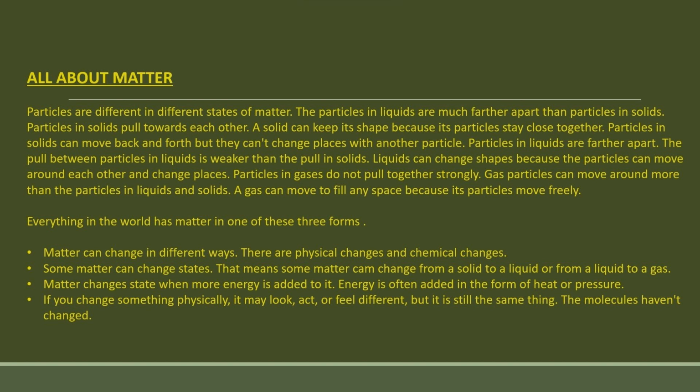Matter can change in different ways. There are physical changes and chemical changes. Some matter can change states. That means some matter can change from a solid to a liquid or from a liquid to a gas. Matter changes state when more energy is added to it. Energy is often added in the form of heat or pressure.